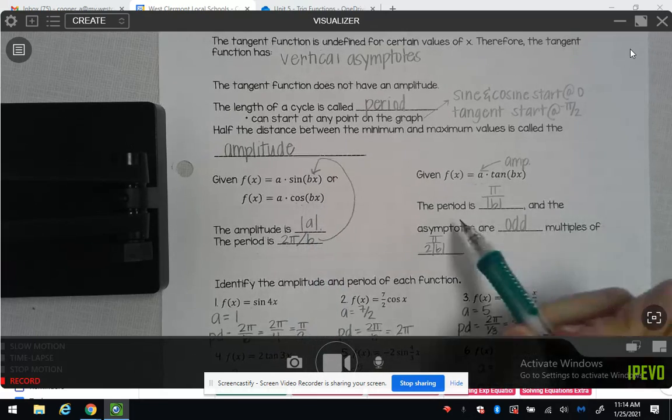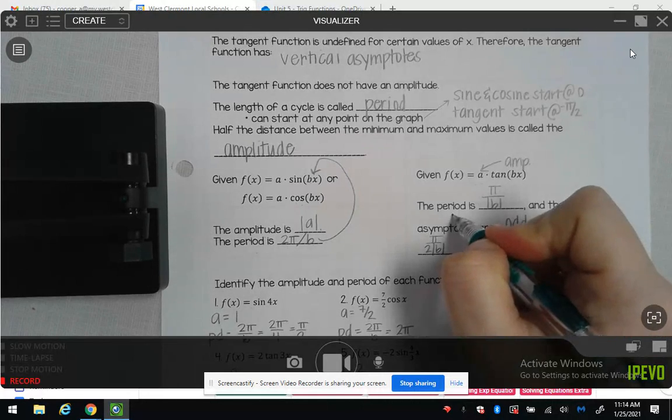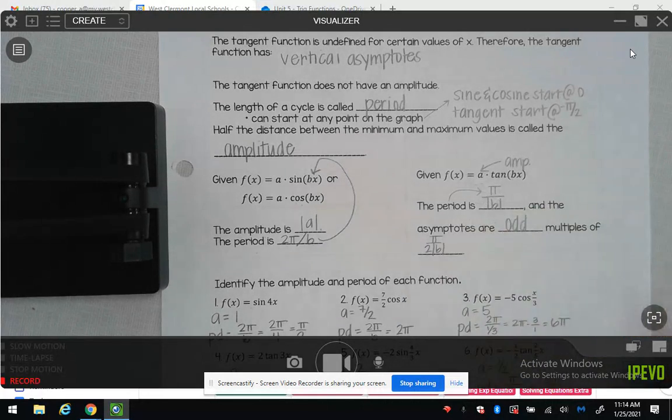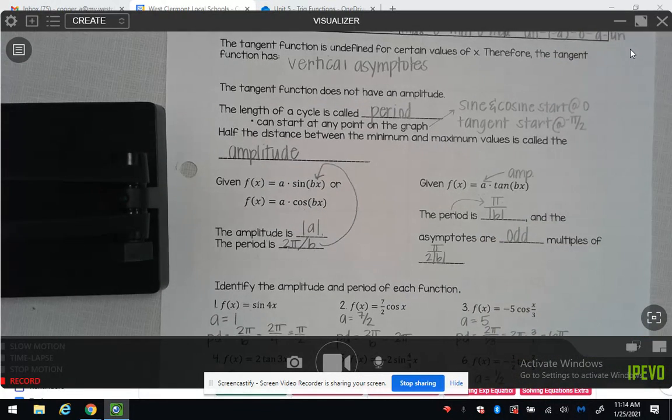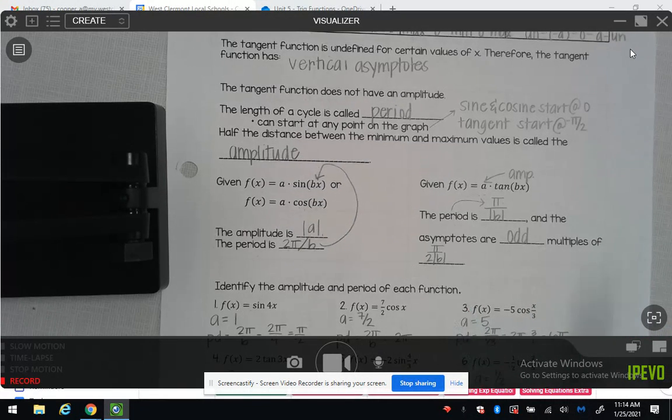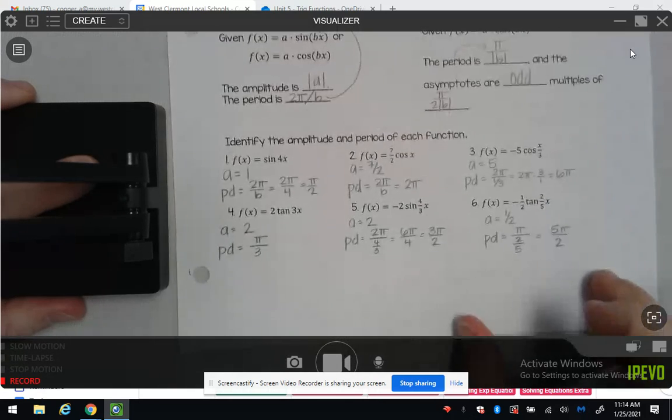Tangent's a tad bit different when we talk about period. Your period for a tangent function is now pi, not 2 pi: pi over the absolute value of b. And we have asymptotes that are odd multiples of pi over 2b. Okay? These next ones, we're going to find the amplitude and the period of each of these functions.